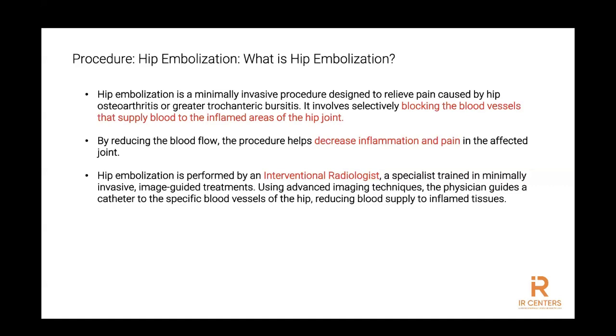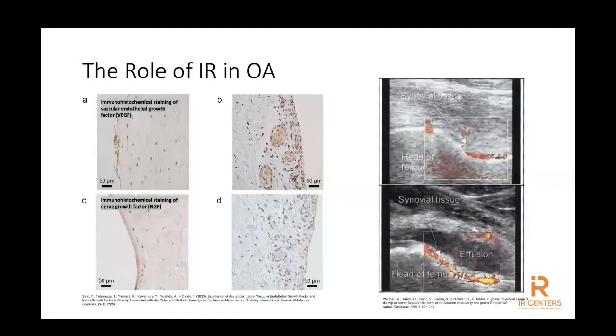So if you take patients with arthritis or patients with greater trochanteric bursitis, they have an inflammatory condition in their joint that leads the body to develop too much blood flow. So if you apply a procedure where you slow that blood flow down, you have the potential of reducing that inflammation and subsequently pain in that joint. And this procedure is performed by interventional radiologists who are specialized in these image-guided treatments. And I'll go into how we actually perform this procedure, but it's all performed through a needle hole and doesn't require really any open surgery.